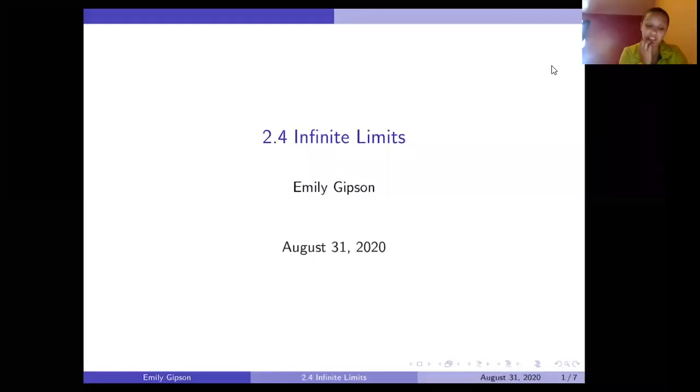Good afternoon. Today we're going to be talking about section 2.4, infinite limits. Before this, we haven't really discussed anything involving the concept of infinity. And now we're going to bring in infinity little bit by little bit. So this first one, let's get started.